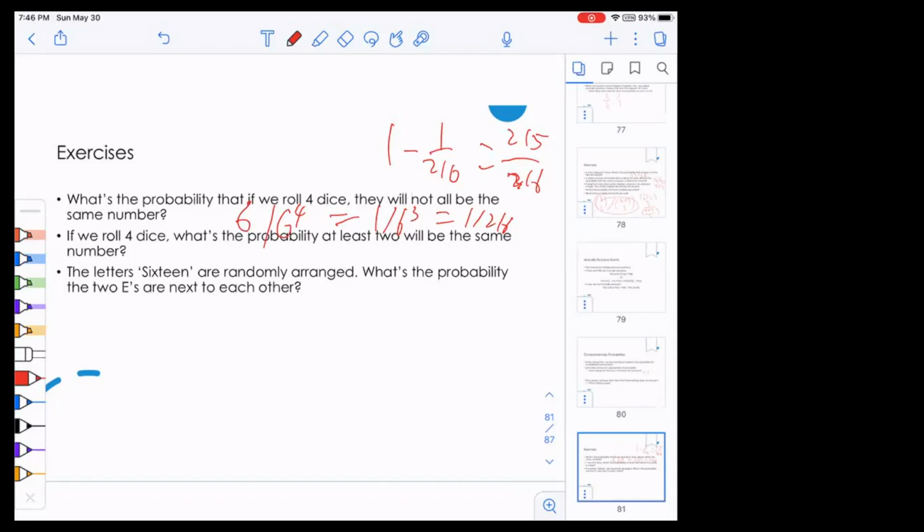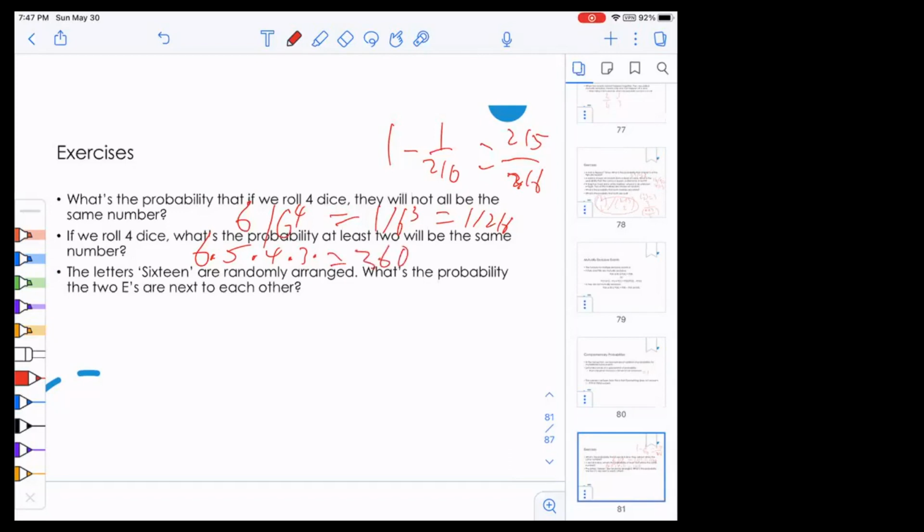Here we're going to count the number of ways we can have them all different. There are 6 possibilities for the first one, 5 for the second, 4 for the third, and 3 for the fourth. And we multiply this all together. We are going to get, I think, 360.